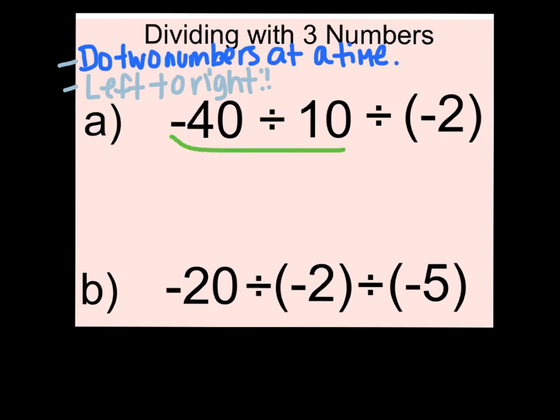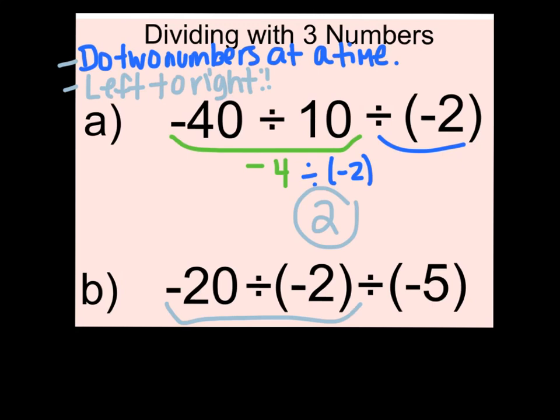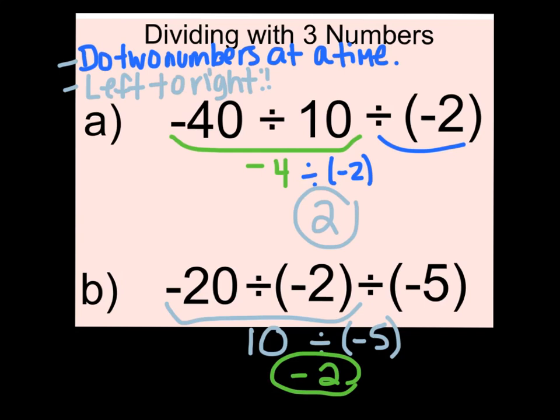So we've got negative 40 divided by 10, and that's negative 4. And then we'll bring down this divided by negative 2. And negative 4 divided by negative 2 is a positive 2. All right, let's take a look at the second one. Negative 20 divided by negative 2 is a positive 10. And then we'll take that and divide by negative 5, which gives us a negative 2. Okay, so divide 2 numbers at a time and make sure you go left to right.